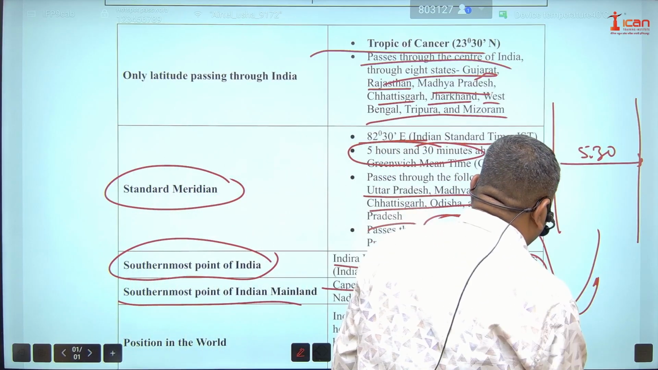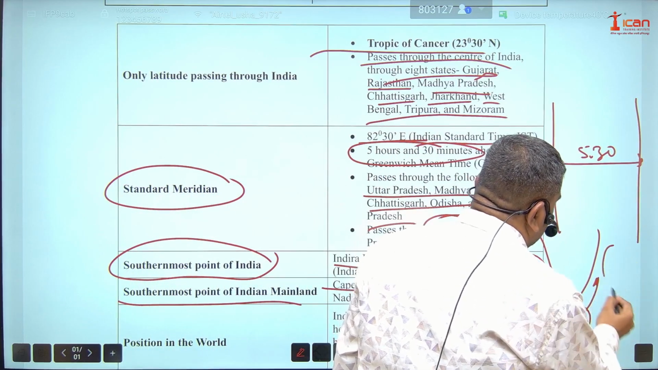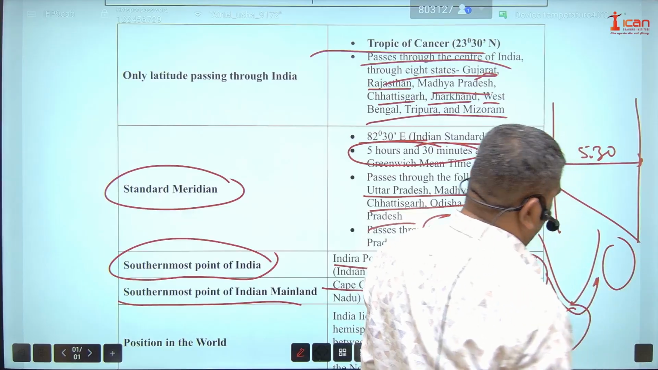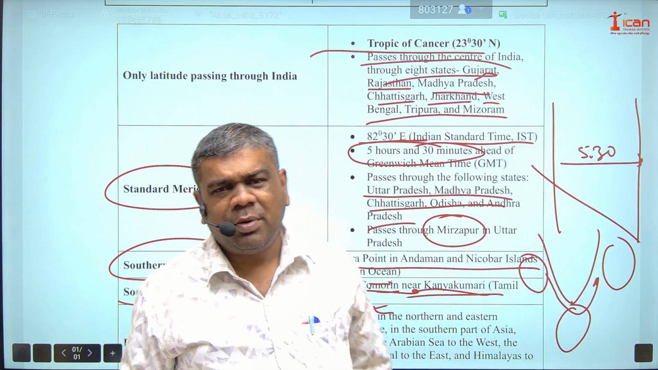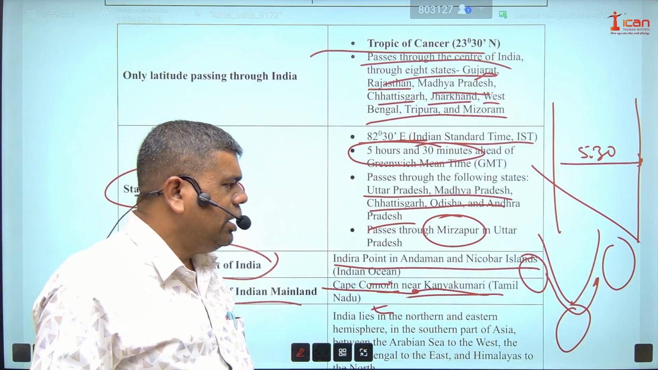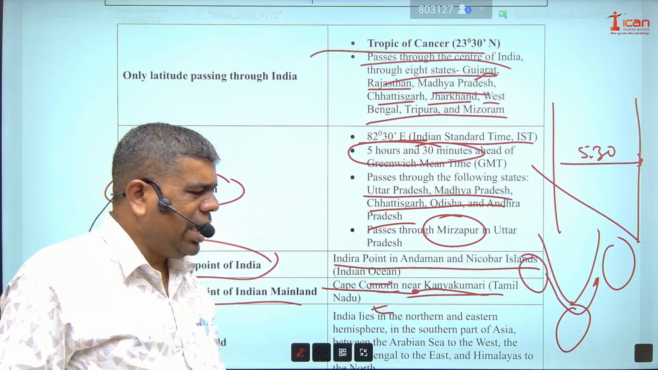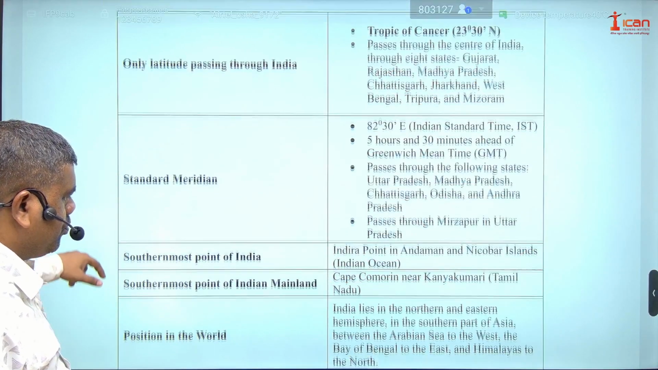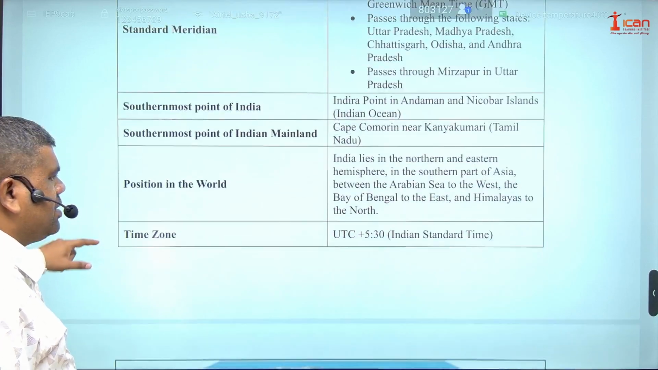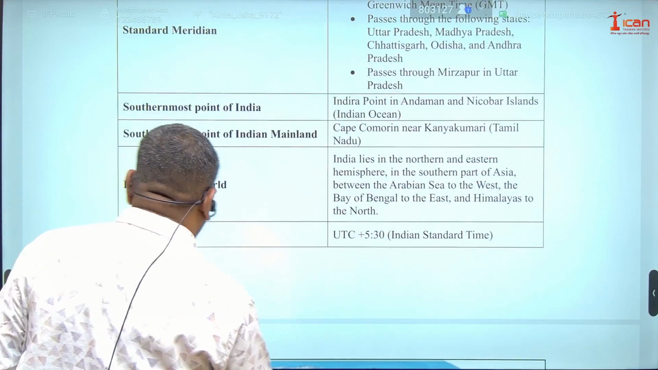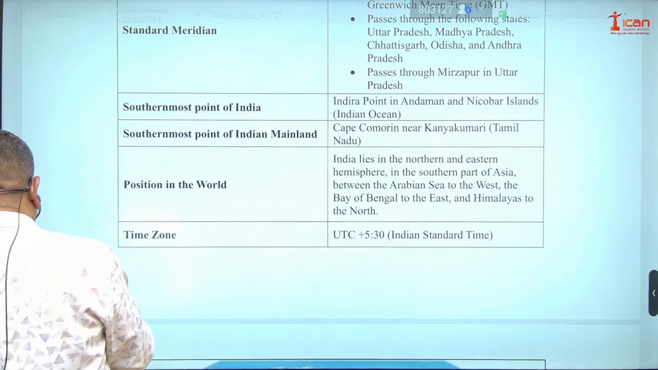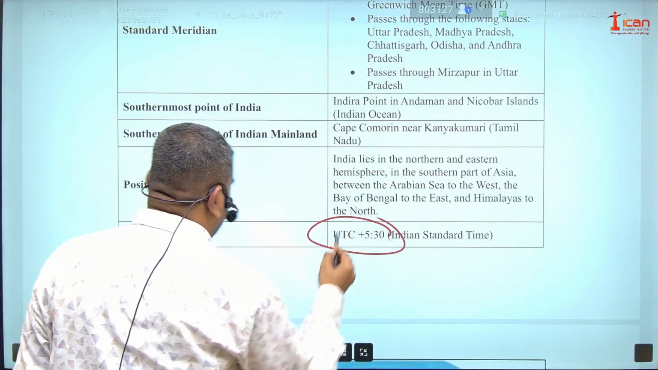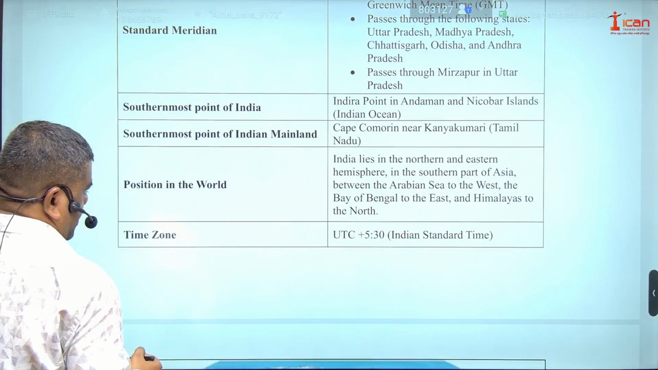Here there is the Arabian Sea, the Indian Ocean, the Bay of Bengal, and the Himalayas. So the Himalayas to the north, the Arabian Sea to the west, then we have the Bay of Bengal to the east, and the Indian Ocean to the south. And as I said, the time zone is UTC plus 5:30. So 5 hours 30 minutes ahead of the Greenwich Mean Time.